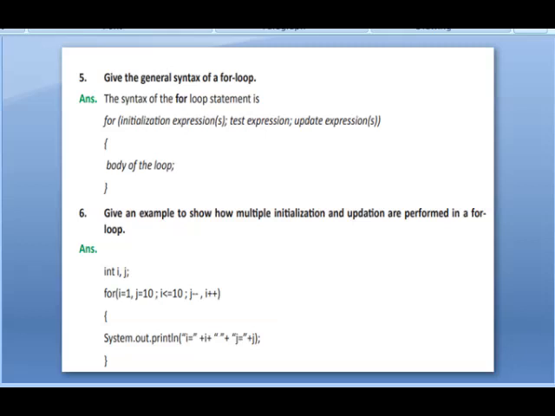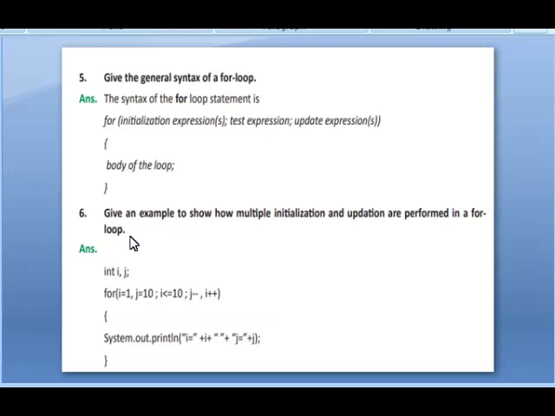Now question number 5, give the general syntax of for loop. So the general syntax of for loop is for, first initialization value, then test condition is here, then update expression, whether it is an increment expression or a decrement value. Okay. So if the condition is true, it will execute the body of the loop. So this is the general syntax of for loop.